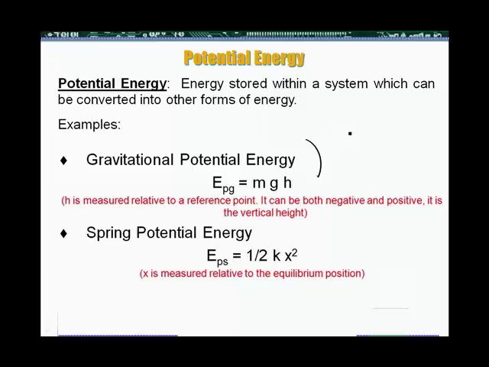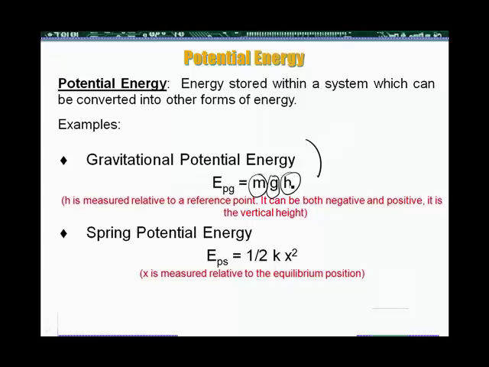Now, what we define as gravitational potential energy, so height is quite important, is m, the mass of the object, g, the gravitational field, times h, the height. How high the object is. Now, there are key important points here. We talk about gravitational potential energy.